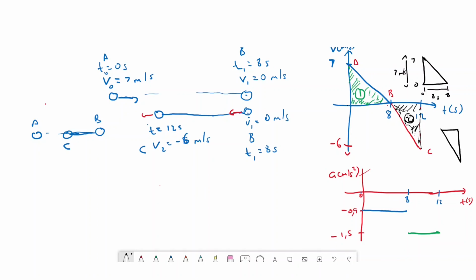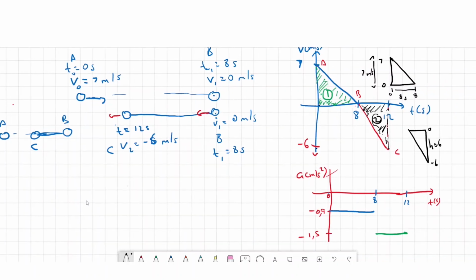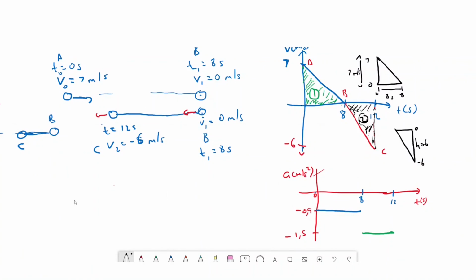All right, what is the height? The height is from here to here, so it's from 0 to minus 6, which means that the height is going to be equal to minus 6. Let me make up some space so that we can write a little neater. Let me erase that. So the height is going to be minus 6 meters per second.